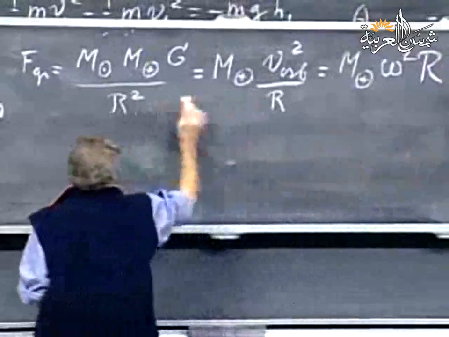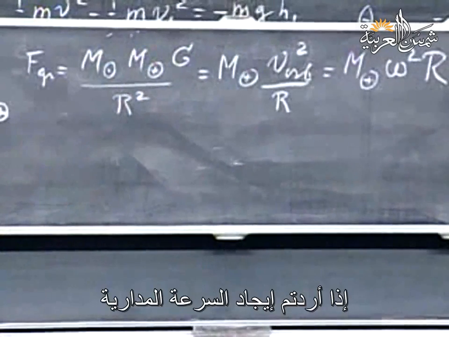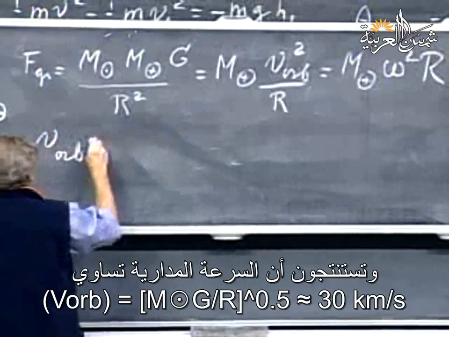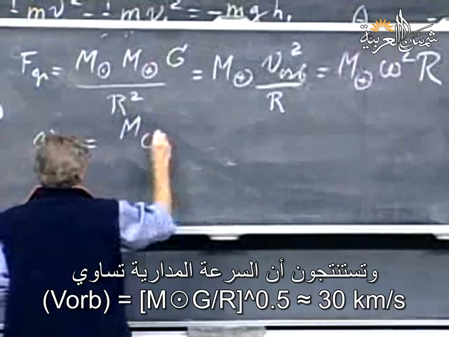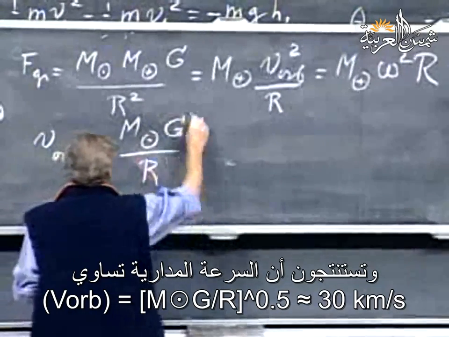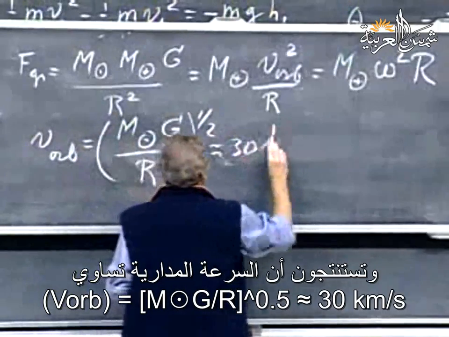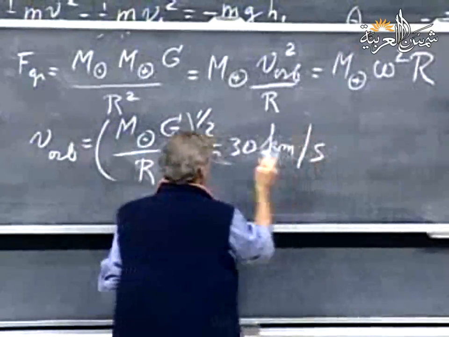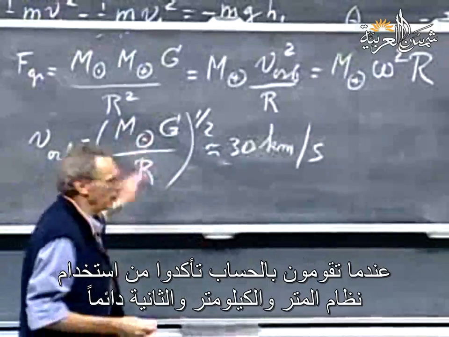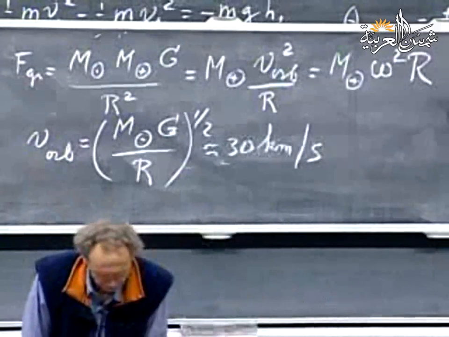Look at this here. You lose your Earth mass. If you want to know what the orbital speed is, you lose one r, and so you find that the orbital speed equals the mass of the Sun times G divided by r, to the power 1/2, and that is about 30 kilometers per second. I give it in kilometers per second, but of course, when you calculate it, make sure you always stay in MKS before you make a conversion to other units.